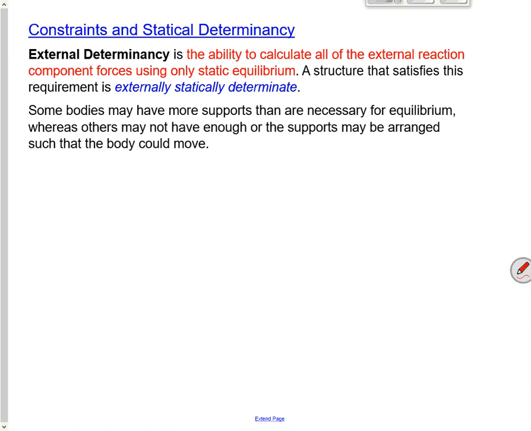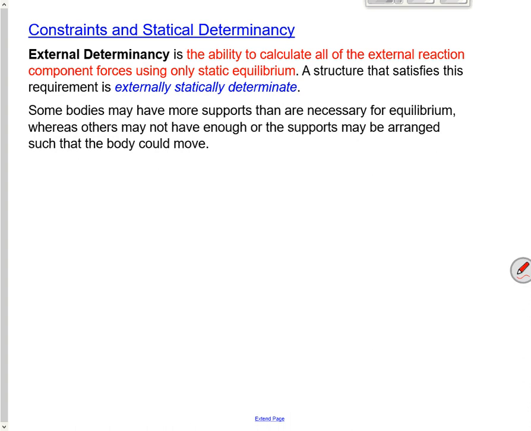So now we get into a whole another can of worms. Constraints and statical determinancy. Essentially what we're worried about is, how do you know if the supports you've applied to it are proper to make this thing not move? If you're an engineer, you got to worry about that.